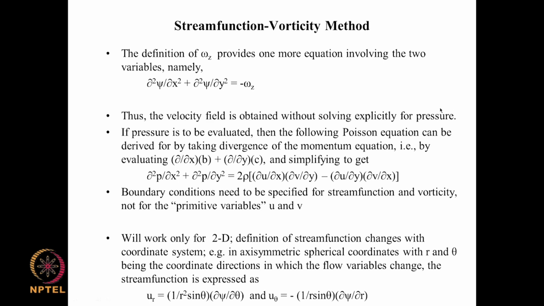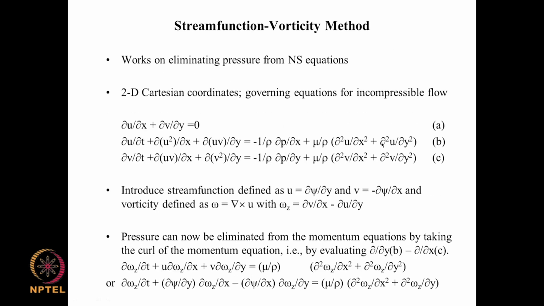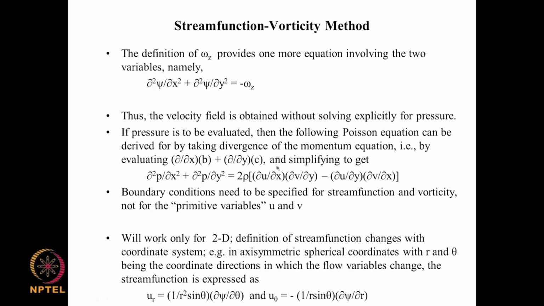If we want to know pressure, then after solving for u and v, we can solve a Poisson equation for pressure, which is obtained by taking the divergence of the momentum equation. Earlier we took the curl to eliminate pressure, and to derive an equation for pressure we take the divergence of the momentum equation. That is, we take ∂/∂x of b plus ∂/∂y of c, where b and c are the x momentum and y momentum equations. If you do that, and go through the manipulations, you can finally derive this equation for pressure: ∂²p/∂x² plus ∂²p/∂y² equal to 2ρ (∂u/∂x times ∂v/∂y minus ∂u/∂y times ∂v/∂x).